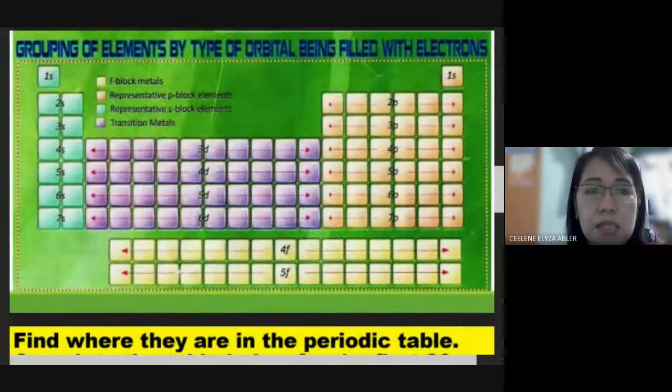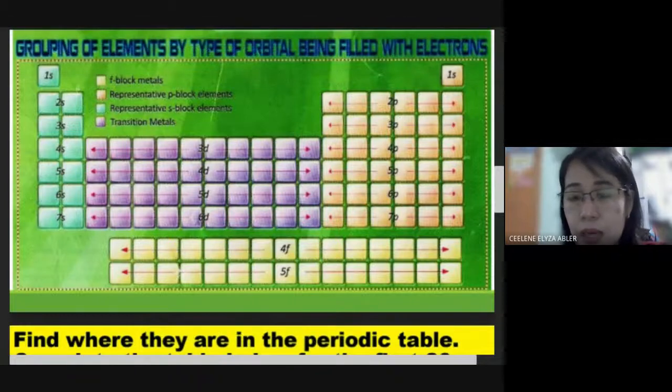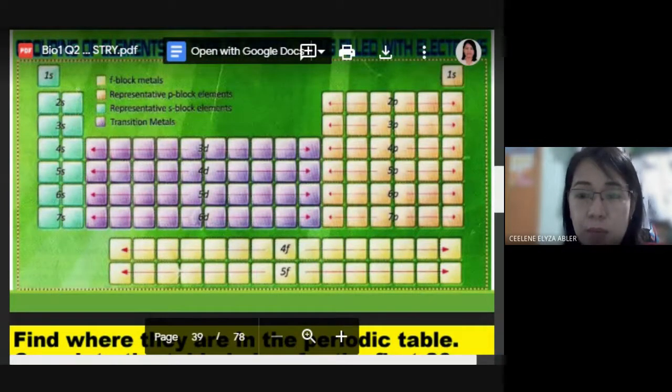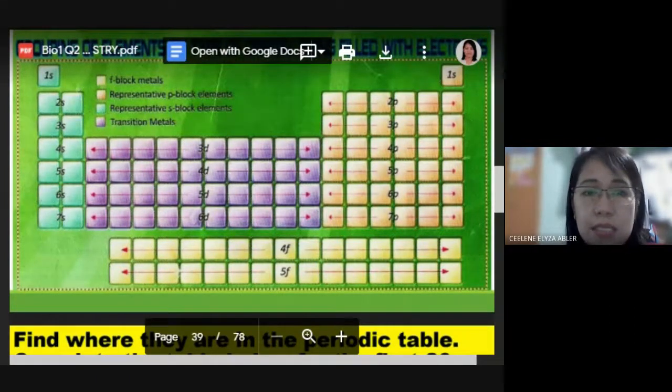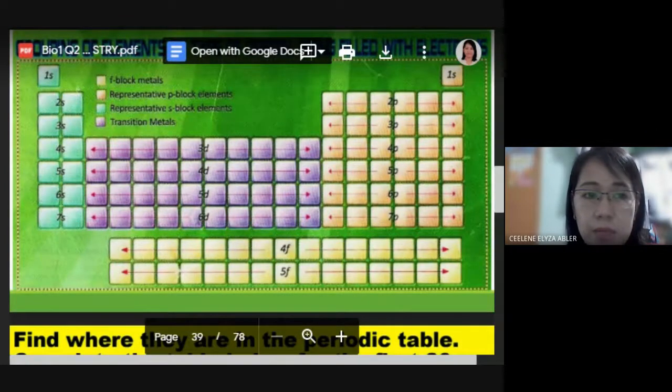All right? So this is an example ng isang periodic table, which is yung groupings ng inyong electrons. As alin ang merong S, which is your hydrogen and helium lamang ang maka-fill up niyan completely. And we have here your S and P na block. Okay. We call it block because they are found here.